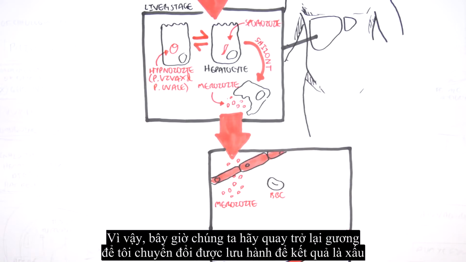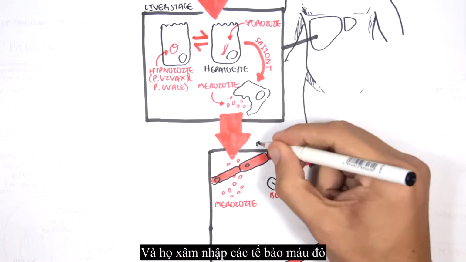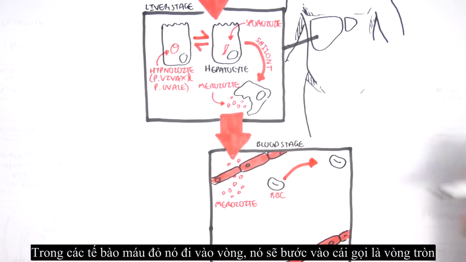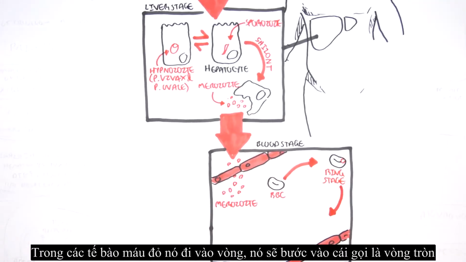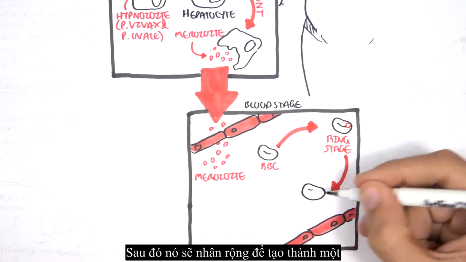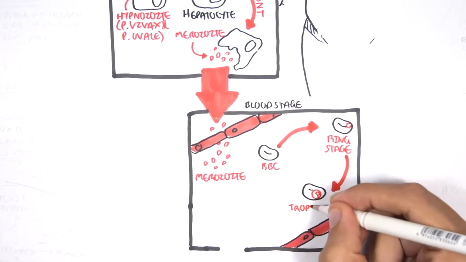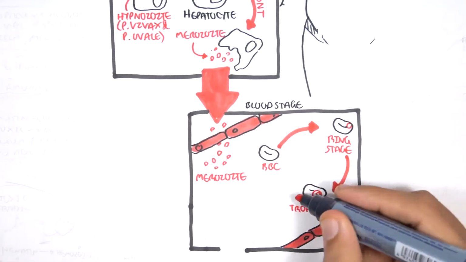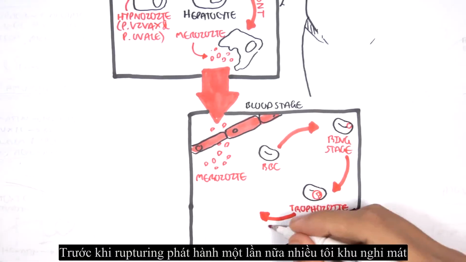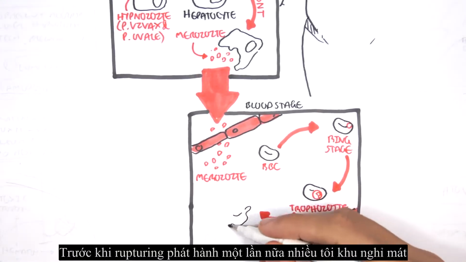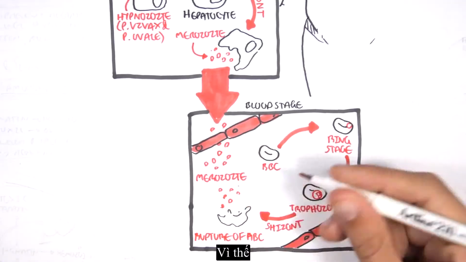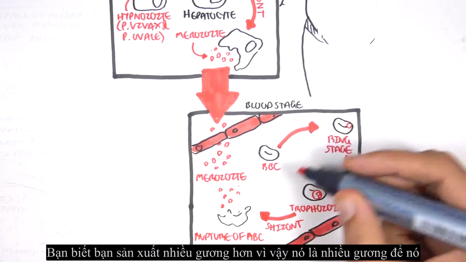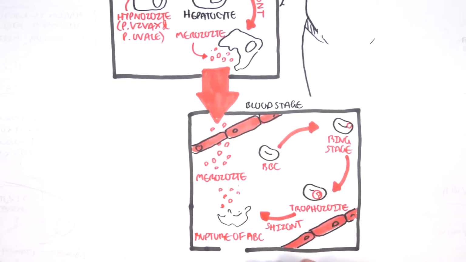So now let's go back to the merozoites which are in circulation. The merozoites invade red blood cells. Within the red blood cells, they enter what's called the ring stage. It will then replicate to form a trophozoite and mature to become a schizont before rupturing, releasing again many merozoites. This cycle can then continue, and you produce more merozoites.